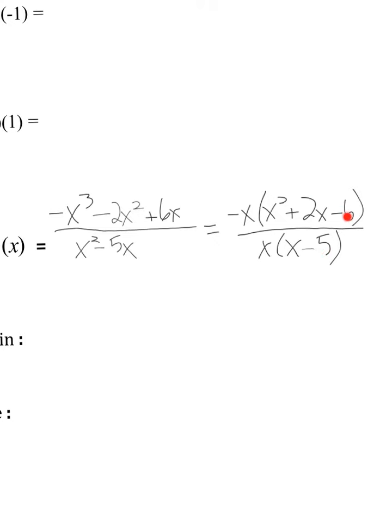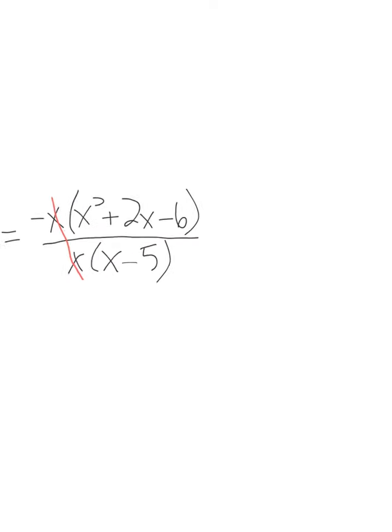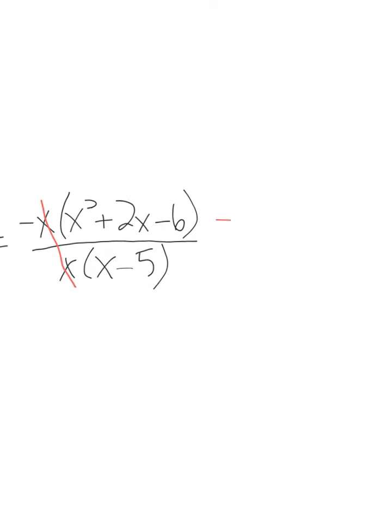This can't factor. There are no factors of negative 6 that would add up to positive 2, because 6 is 3 times 2. Make one of them negative, it's still not going to add up to 2. And then 6 is also 6 times 1. Same thing, they'll never add to a positive 2. So the only way this can simplify is by canceling out those x's. And so you just have negative, and then you can just write x squared plus 2x minus 6 over x minus 5.